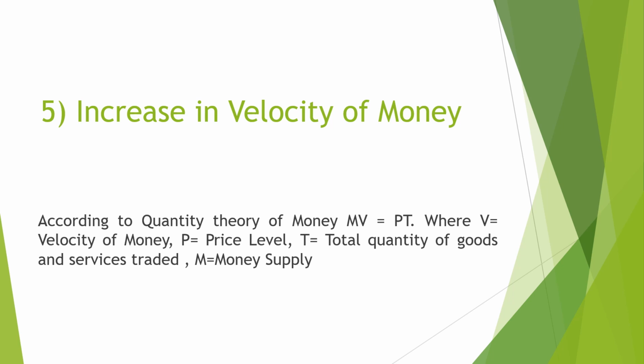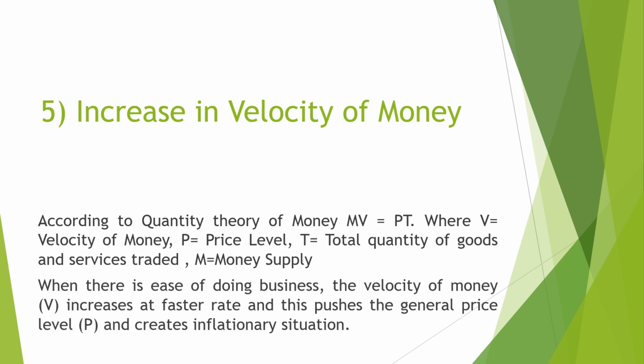That means how many times the money has circulated in the market. P stands for the general price level. T stands for the total quantity of goods and services traded in an economy in a particular time period. And M stands for money supply. Generally, MV equals PT. That suggests the total supply is equal to total demand.